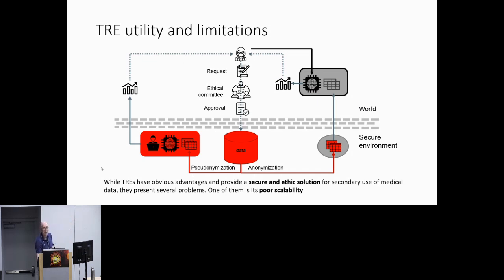Scalability. If you have all the data there and you have to pass through all the ethical approvals, etc., and you rely on the capability of these teams and on this equipment, you have a bottleneck there.